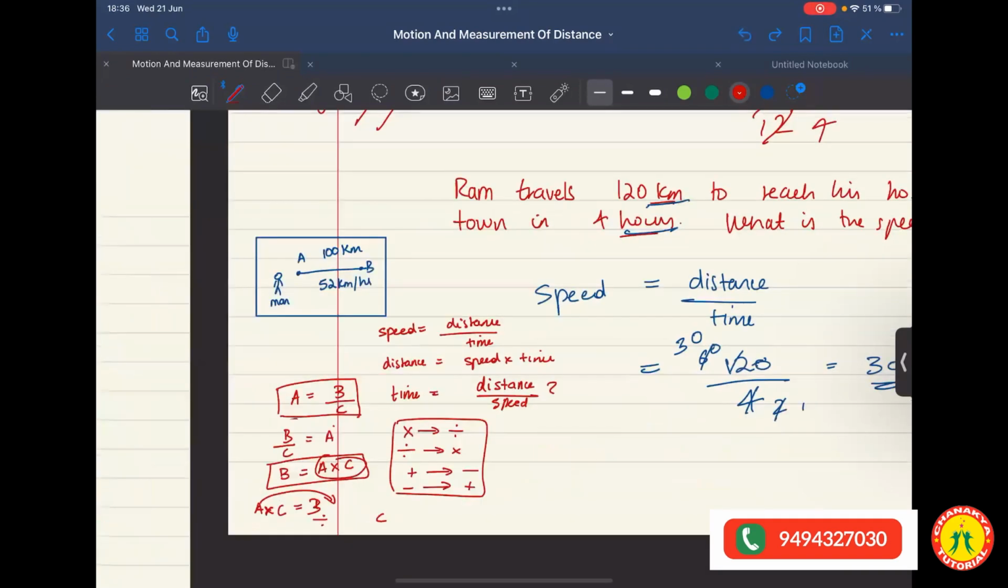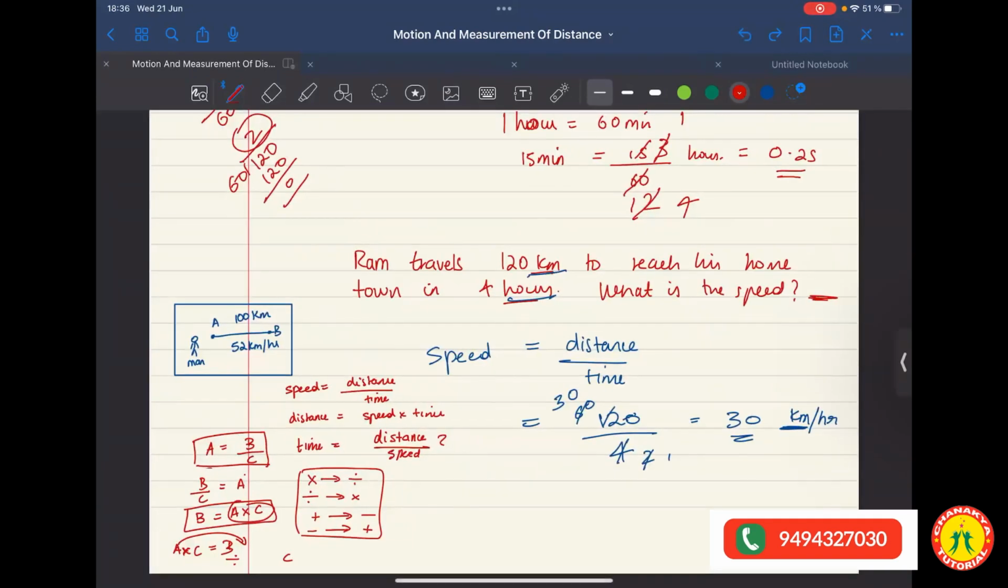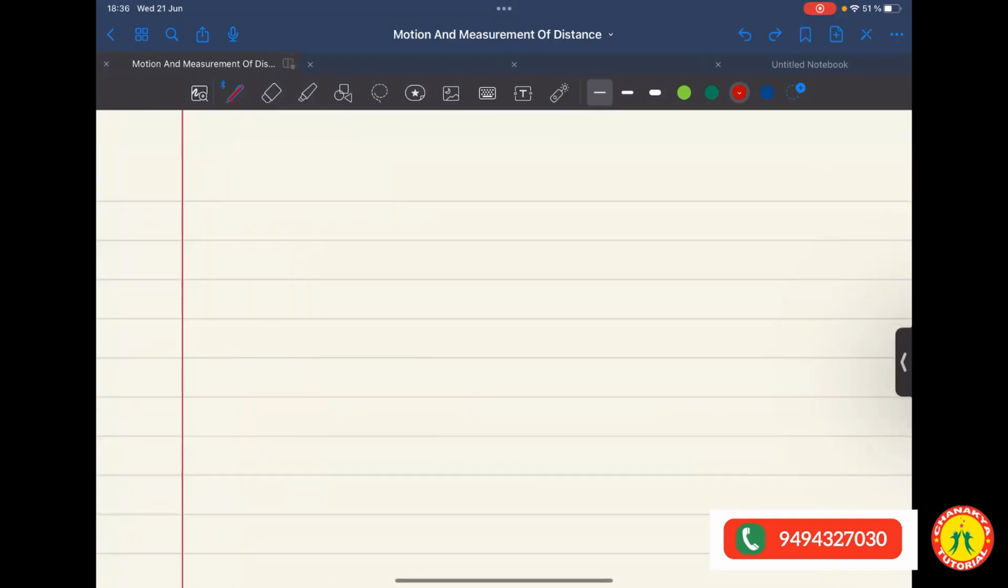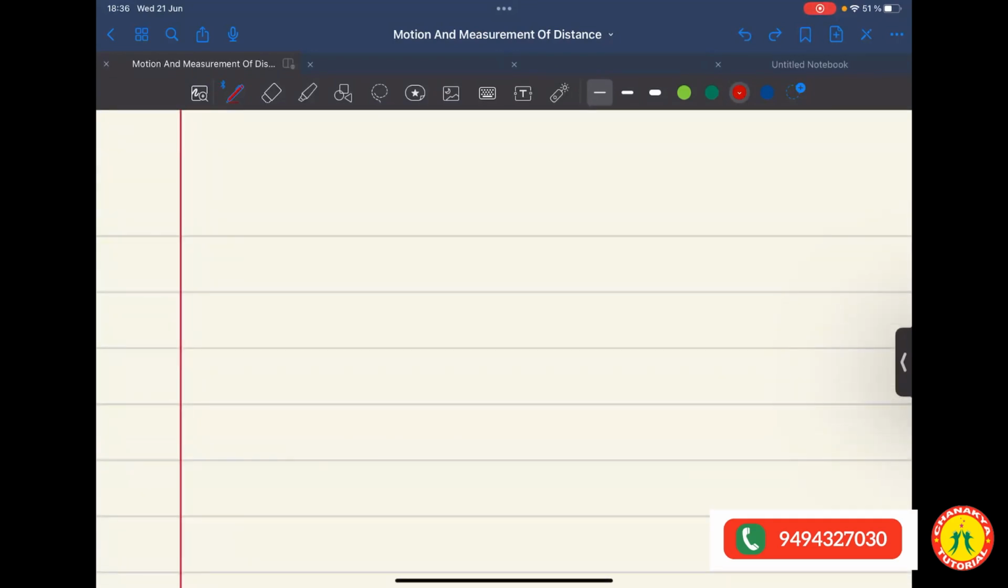Ma'am, can you explain it once again? Yeah, sure. I'll explain it on a separate page. This is how to find the formulas. First, A is equal to B by C. B by C is equal to A. You want to find the value of B. So you keep the B as it is, and you take the C this side.